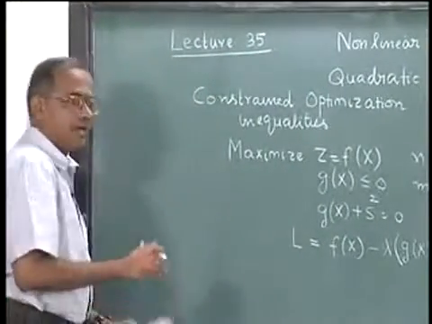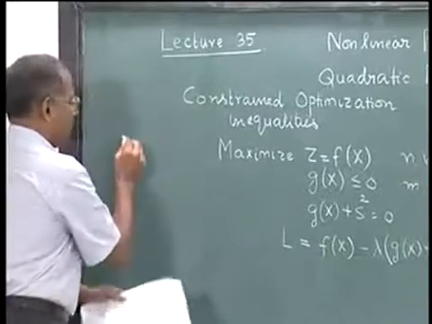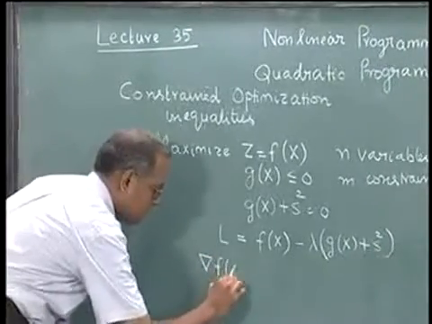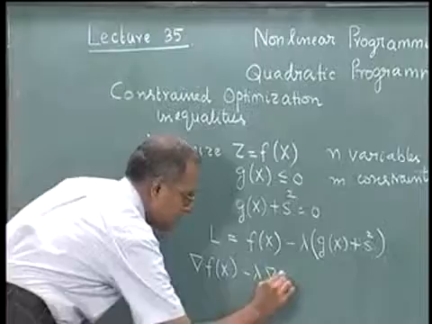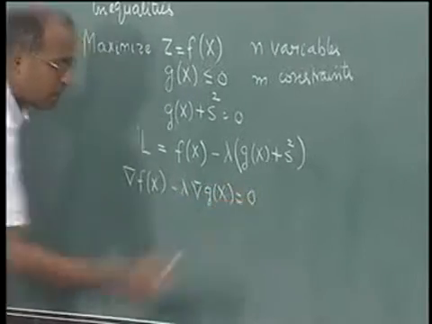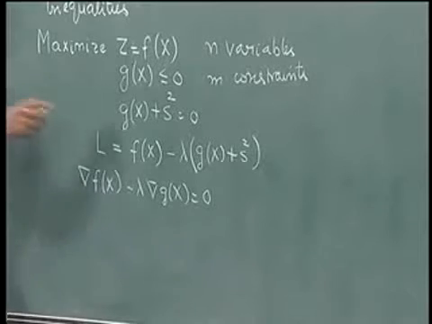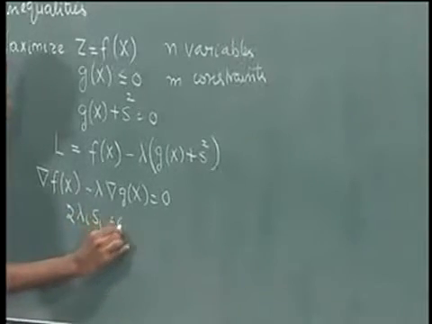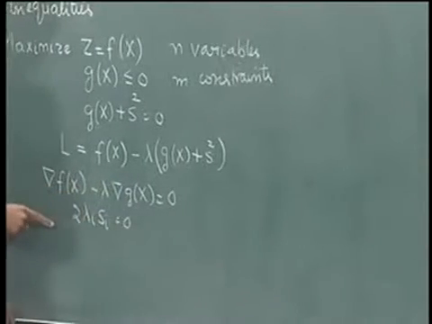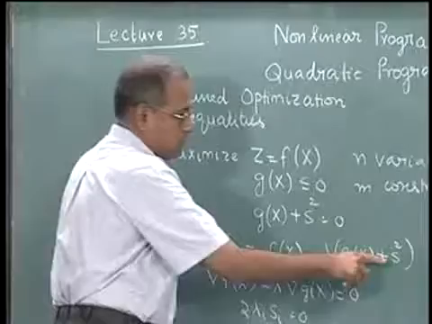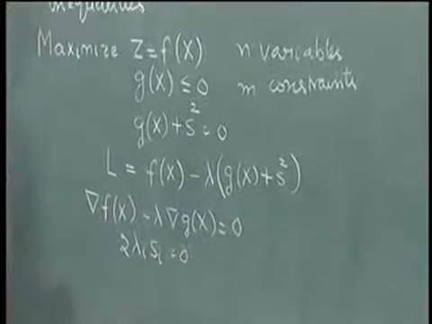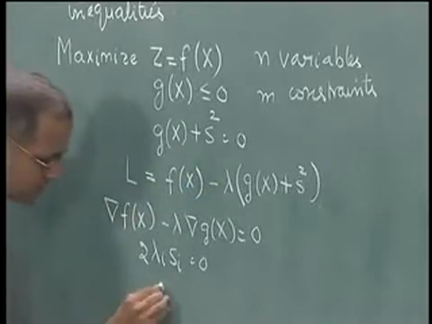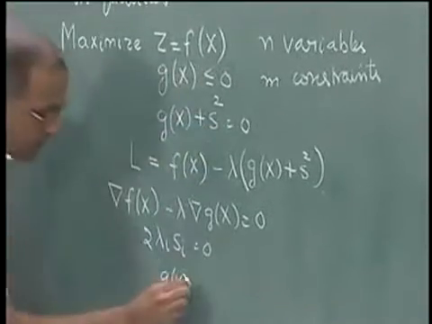Now dou L by dou x equal to 0 would give us del f of x minus lambda del g of x equal to 0. Dou L by dou s, which is a slack variable, would give us 2 lambda i si equal to 0. The 2 comes here because we differentiate with respect to s, so this becomes 2 times lambda s equal to 0. So 2 lambda i si equal to 0. Differentiating with respect to lambda would give us g of x plus s square equal to 0.